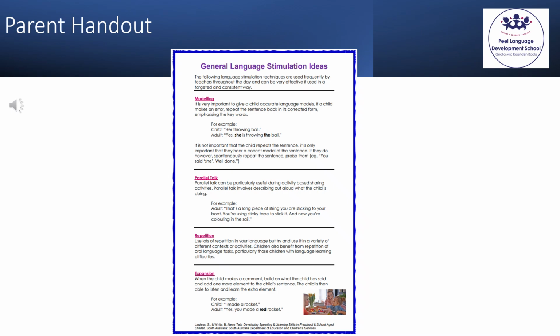This handout provides a bit of a summary on the strategies I've spoken about to support your child's grammar development. I'll upload a copy of this under the video link if you would like a copy.